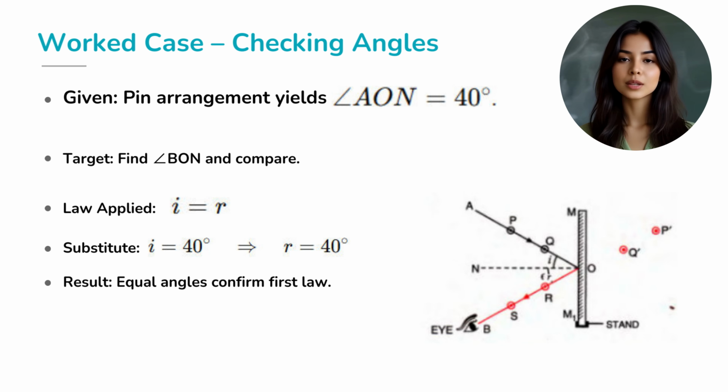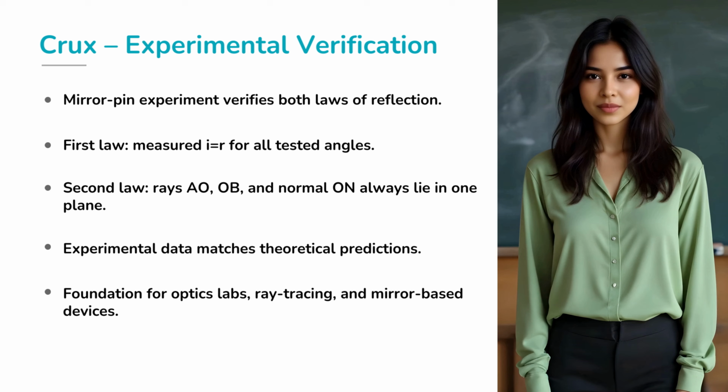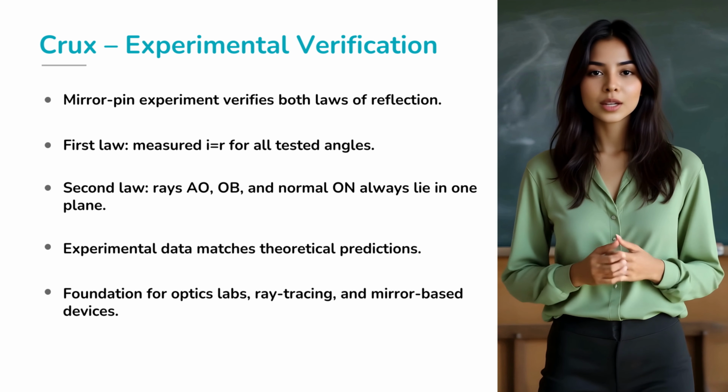Final result, reflected ray makes 40 degrees with the normal, and total separation between incident and reflected rays is 80 degrees. This quick calculation is exactly what we verified with our experiment. Simple, neat, and exam-friendly. So let's tie everything together.